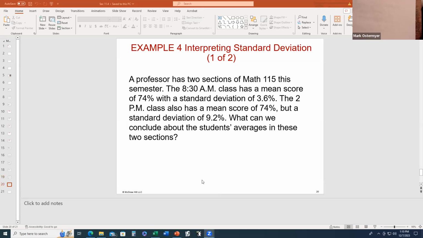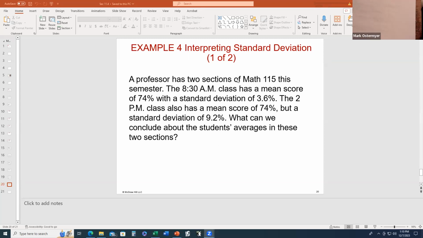All right, here's an interesting example. Professor has two sections of Math 115. This wouldn't be me, by the way. This semester, the 8:30 a.m. class has a mean score of 74% with a standard deviation of 3.6%, while the 2 p.m. class, the afternoon class, also has a mean score of 74%, but with a standard deviation of 9.2%. What can we conclude about the students' averages in these two sections?